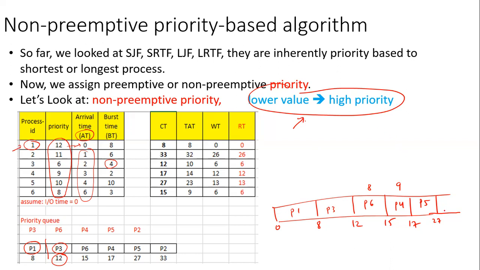So now you go to P2, the last one, and it finishes at 33. Do you agree? Yes or no? 27 plus 8 is 33. So now you can actually finish out the completion times. Yes or no? TAT is CT minus AT. WT means TAT minus BT. And response time: P1 response time is 0. P2 came at 1 and was first taken at 27. That means 26, right?